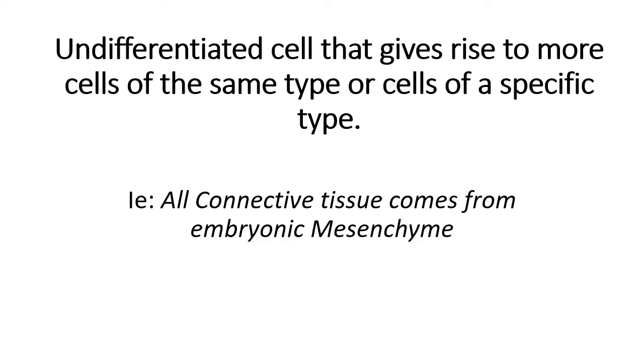So the first thing is, how do you define a stem cell? A stem cell is an undifferentiated cell that gives rise to more cells of the same type or cells of specific type. A good example of stem cells within all the different tissues of the body, the stem cell for all the connective tissues of the body comes from embryonic mesenchyme. That's a name for the embryonic connective tissue.